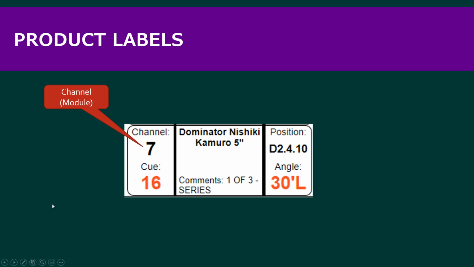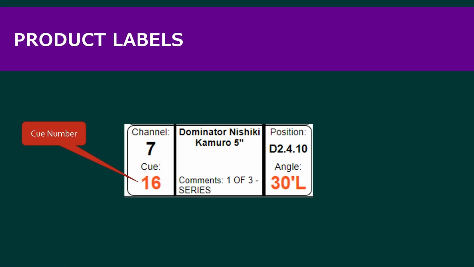So the first part is the channel. We talked about each of the modules having its own channel number, so that's what this is indicating. This is the channel that the module is set to. In this case, this product will go into channel 7, or the module that's labeled with channel 7.